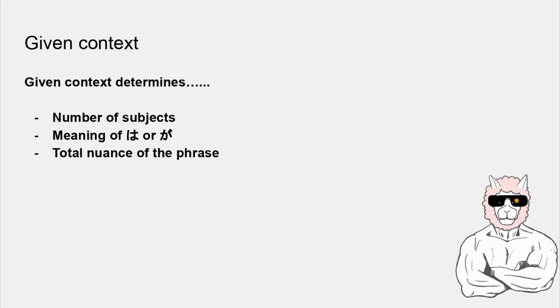And the third factor, the given context. This factor is very important because it determines the number of subjects. So, whether there is an invisible subject or not, if the sentence allows it. And the meaning of wa or ga. And the total nuance of the sentence composed of 2 clauses.